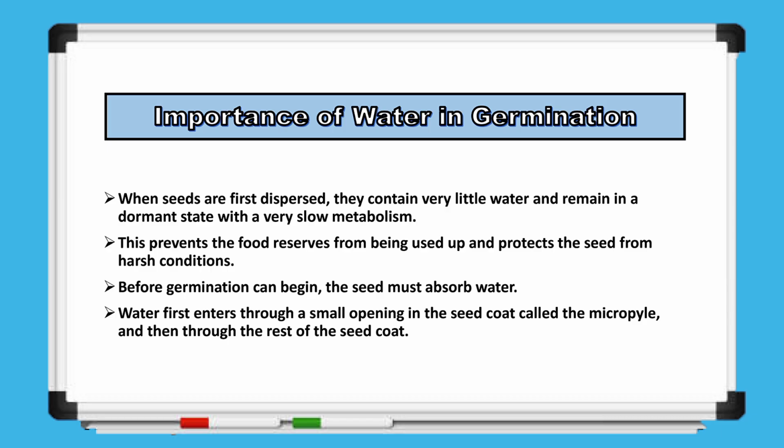Next, we consider the importance of water in germination. When seeds are first dispersed, they contain very little water and remain in a dormant state with a very slow metabolism. This dormancy helps prevent the food reserves from being used too quickly and protects the seed from unfavorable environmental conditions. Before germination can begin, the seed must absorb water. Water usually enters the seed through a small opening in the seed coat called the micropyle and then spreads through the rest of the seed coat.